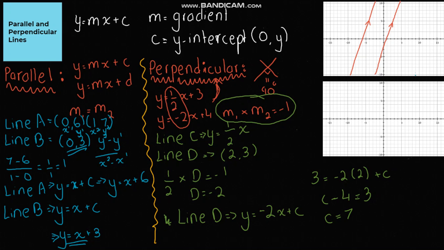Therefore, the equation of line D is y is equal to -2x plus 7. Now on a graph, this would usually look something like this. So we have this, and then you have this line which intersects, and that is the 90-degree angle. So just a quick reminder again: for parallel lines, m1 is equal to m2, and for perpendicular lines, m1 multiplied by m2 is equal to -1.